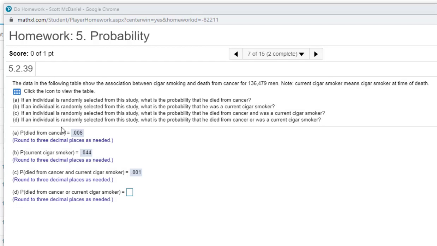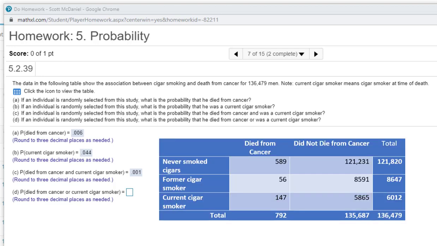Okay, if an individual is randomly selected from this study, what is the probability that he died from cancer or was a current cigar smoker? So it's a little bit different, right? Because here, the first one, part C, was looking for and. Now we're looking for the or. So we're going to be adding some stuff up, right? Because ors we typically add without double counting. So die from cancer, that total, we would add all these up, and it's already been done for us. We have 792, or was a current cigar smoker, so we would add these up.